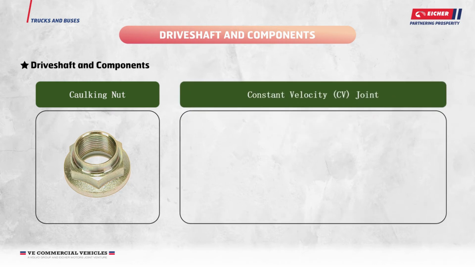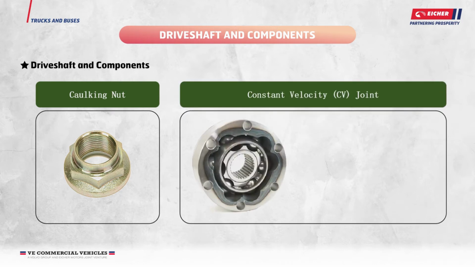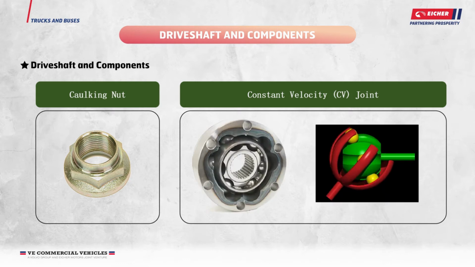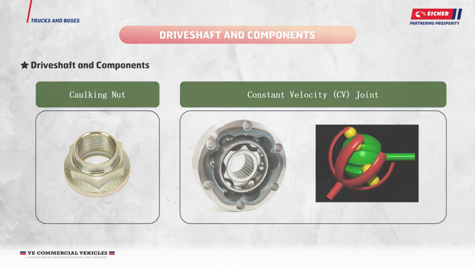Constant velocity or CV joint. A CV joint is located between the axle shaft and the road wheels. It allows the drive shaft to transmit power through a variable angle at constant rotational speed without an appreciable increase in friction or play. They are mainly used in the front-wheel drive and all-wheel drive cars.